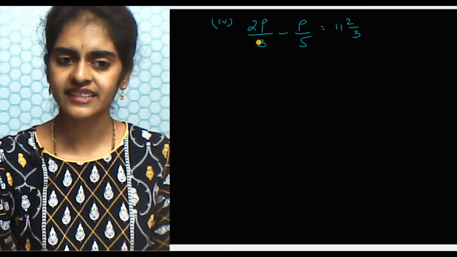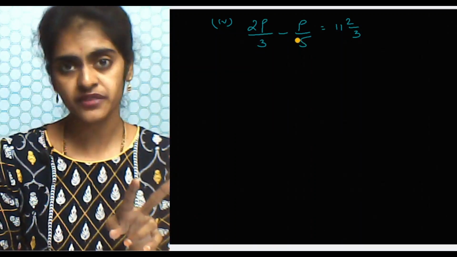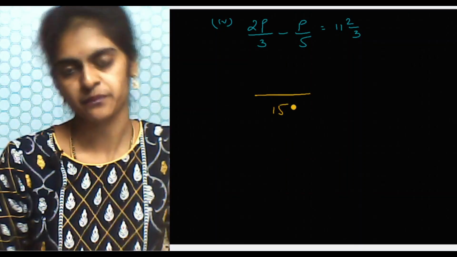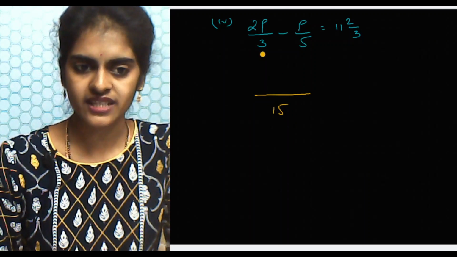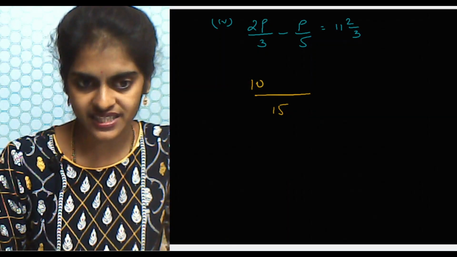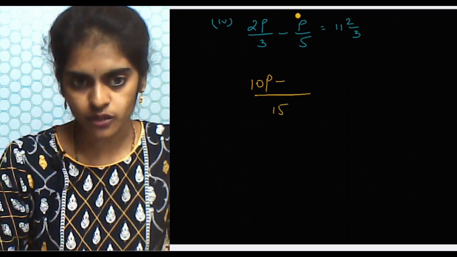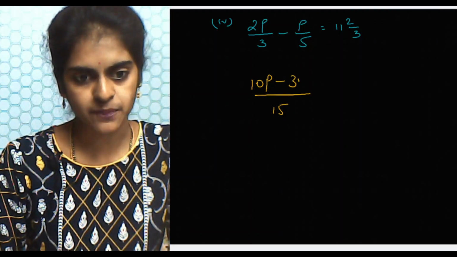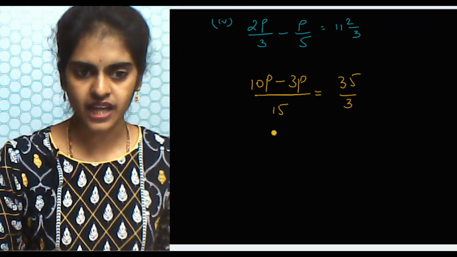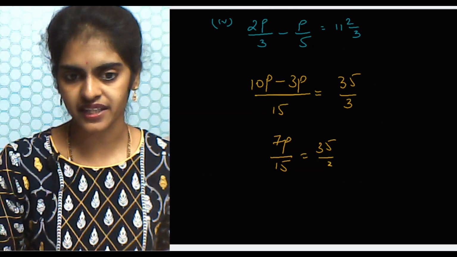Here the LHS is similar to the previous one. You have p as a variable and you have two terms with variables. You have to take the LCM again. So the LCM of 3 and 5 is nothing but 15. Now just see, 3 5s are 15, so this also you have to multiply by 5. So 2 5s are 10, so it is 10p. You have minus, right? Minus, 5 3s are 15, so the numerator also will multiply by 3. So this is 3p is equal to, just now we calculated, 35 by 3. So now 10p minus 3p is 7p divided by 15 is equal to 35 divided by 3.